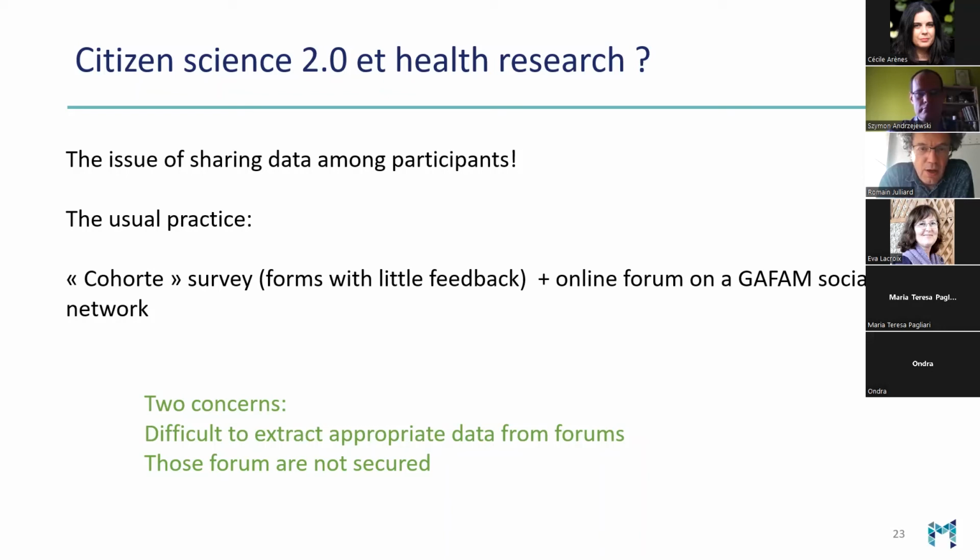And usually when you ask people to participate in producing data in health research, you have mostly cohort surveys based on some kind of forms, with little interaction with the participants, and you want to keep all the data safe. And many times you have online forums for participants, in particular when they have a disease and want to share things among them, and they use online social networks. That raises two concerns. One is that it's difficult to get appropriate data out of this social network, even though there are a lot of interesting things going on, and also that these forums are not secured.